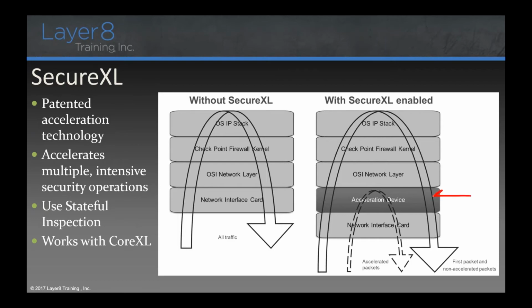Whenever traffic hits the system, the acceleration device will evaluate it and determine, do we want to pass this right through the SNDs, or do we need to do a little bit more evaluation? So this helps to eliminate processing of packets that are repeats, for instance.